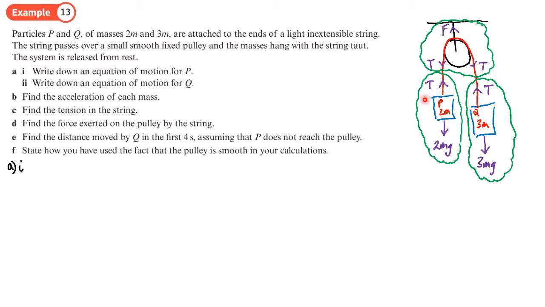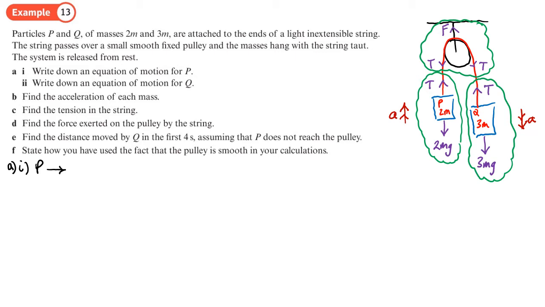Well, that's now easy since we've put this on here. Now we need to know what direction it's moving in. Well, the heavier mass is going to be the one that moves down, lighter mass is going to be the one that moves up. So this is going upwards that way. That's the direction of acceleration. And this is the direction this way. That's going down.